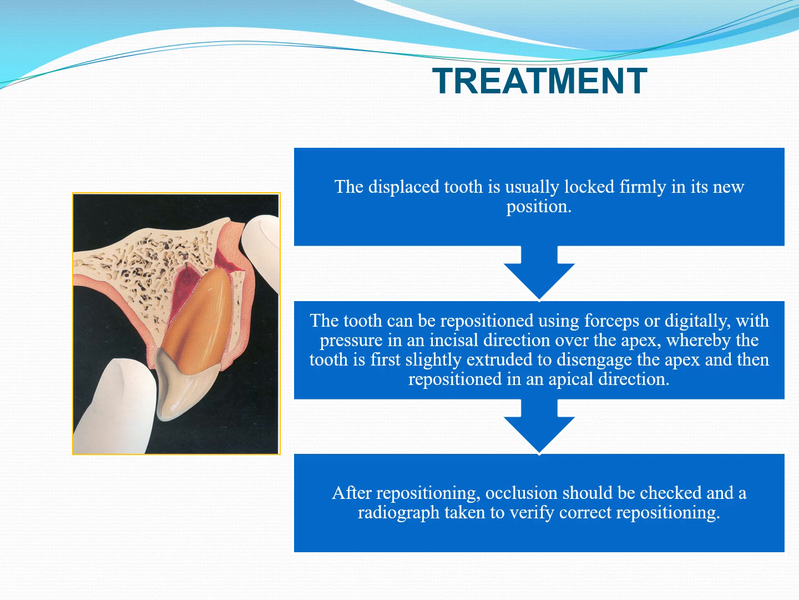For that, you need to give local anesthesia because it is a painful condition. Then the tooth can be repositioned using forceps or with the fingers, with pressure in an incisal direction over the apex. When you give pressure in the incisal direction, the tooth will be slightly extruded to disengage the apex, and then it is repositioned in an apical direction. So you can reposition it back in the apical direction.